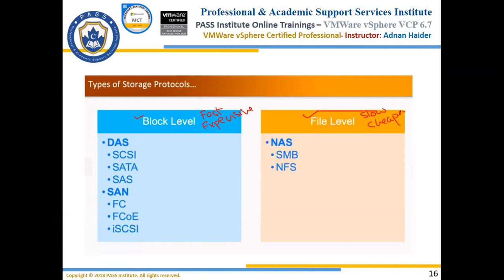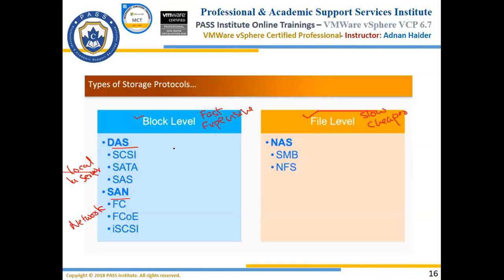Now, in block level storage, there are two types: DAS and SAN. As you can remember from the server training, DAS is direct attached storage, and SAN is storage area network. Direct attached storage is local storage that is connected to the server itself, local in the server. SAN is storage that is connected through the network, so this is network storage. In our laptops, we have DAS.